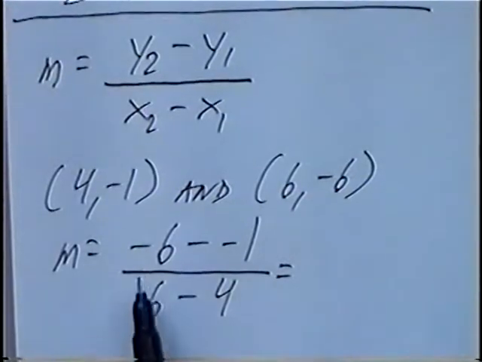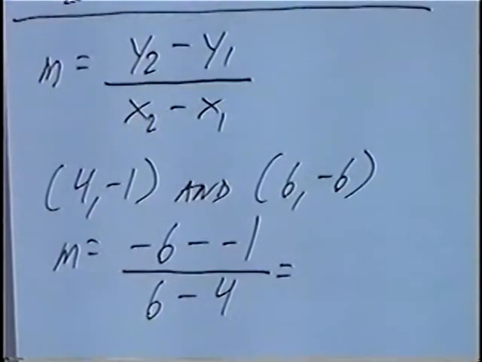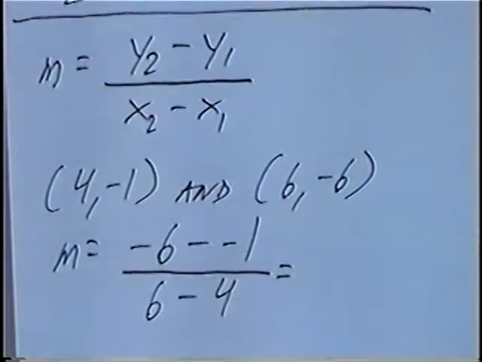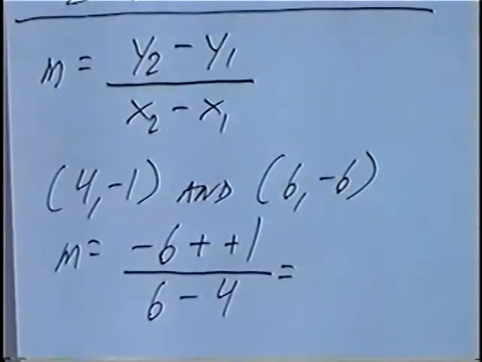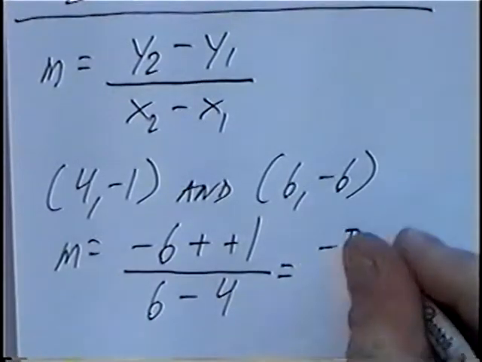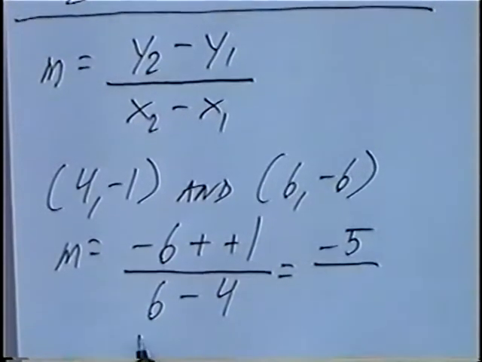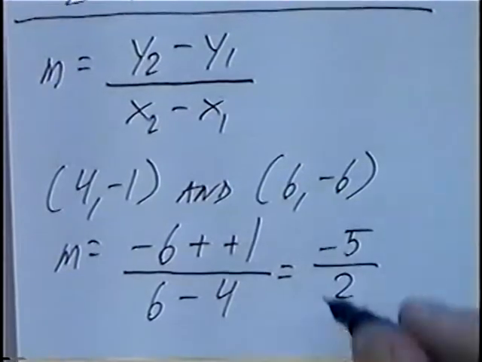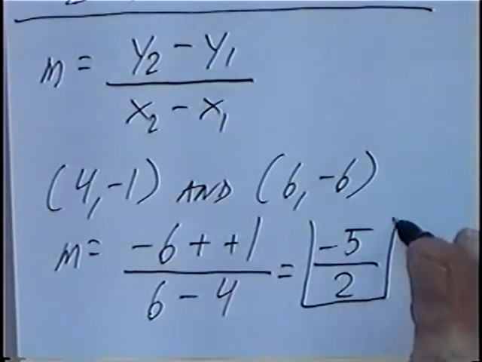Solving from here, -6 minus a -1. Whenever you have minus minus or two negatives, we can change that to positive. -6 plus 1 would be -5, and 6 minus 4 would be 2. So the slope would be -5 over 2.